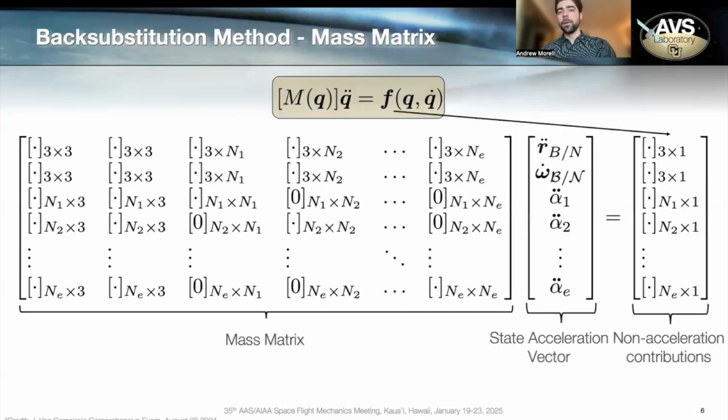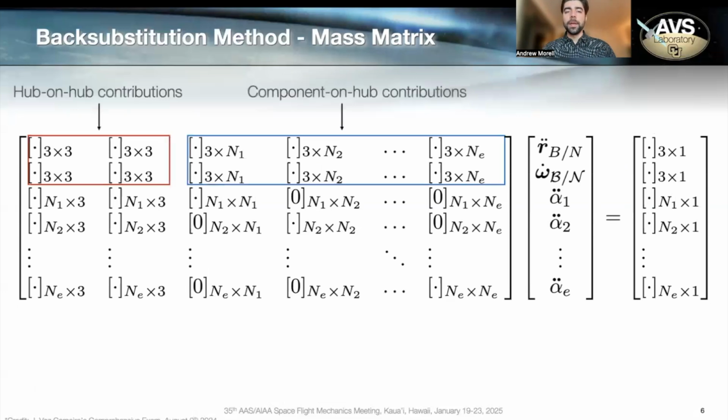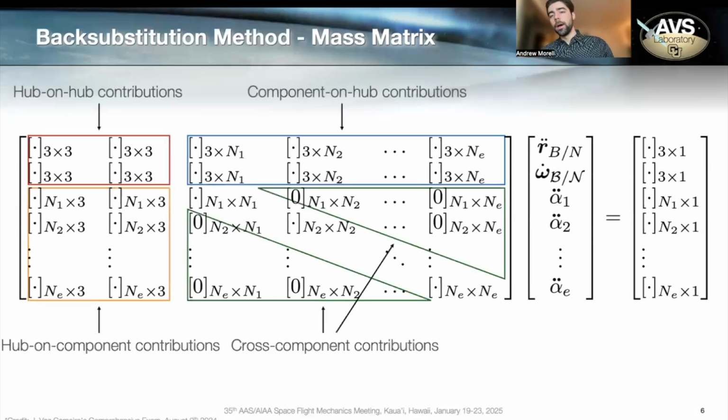So a quick summary on why this is significant is just looking at the mathematics behind the back-substitution method. The main advantage that we use for our gains in computational efficiency and modularity in the back-substitution method is that when we form our mass matrix, we organize our equations of motion in such a way that these cross-component contributions are all zero.